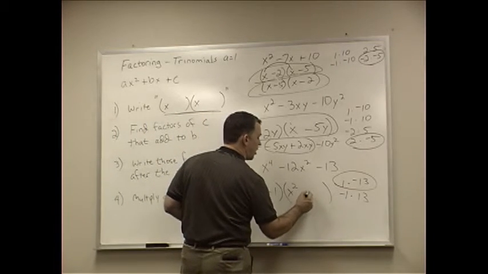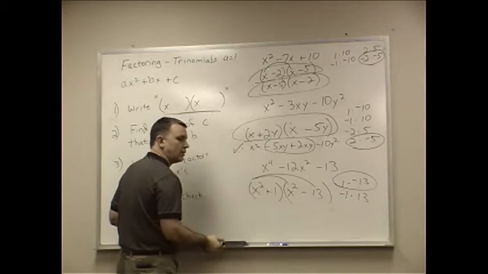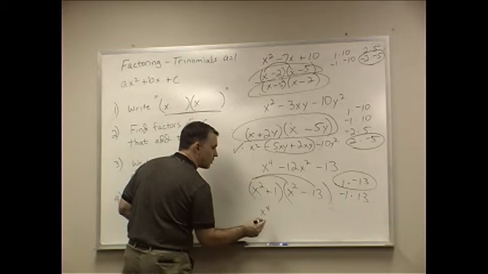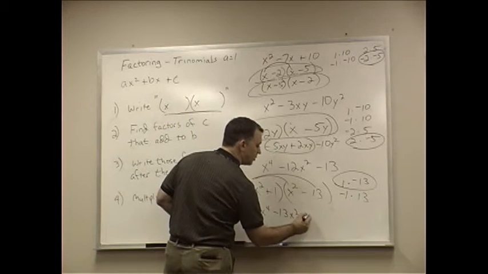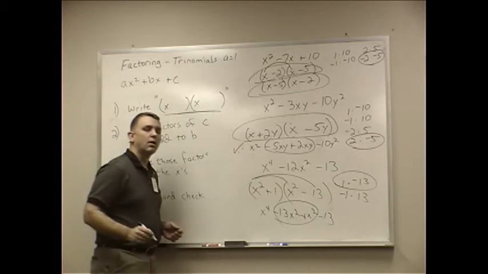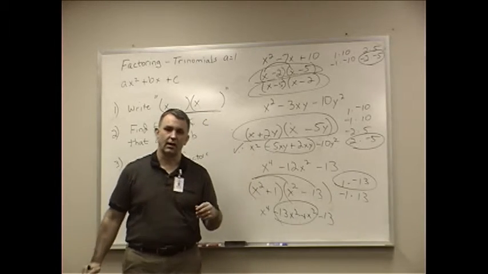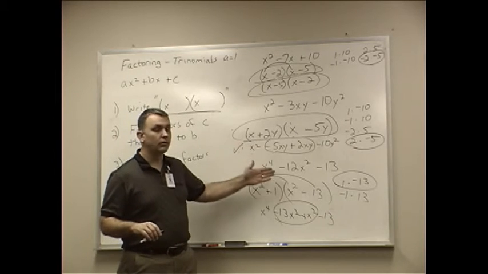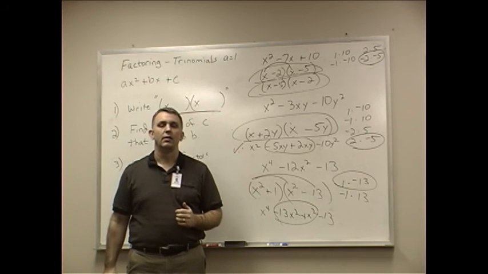So I'll write plus 1 minus 13, and look at what happens when I multiply this out. x to the fourth minus 13x to the second plus x to the second minus 13. Combine the like terms in the middle. There's your negative 12x to the second. Anyway, there's 3 more problems for you to look at. A couple of these were a little closer to some special cases, but they're pretty easy to handle. Take your time and good luck.